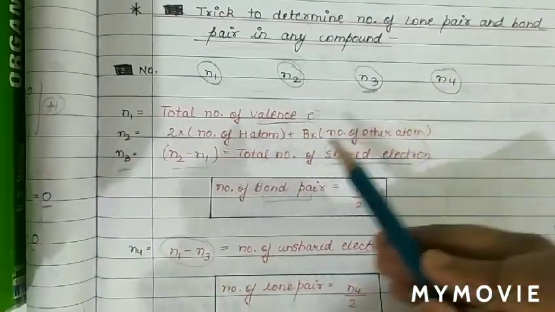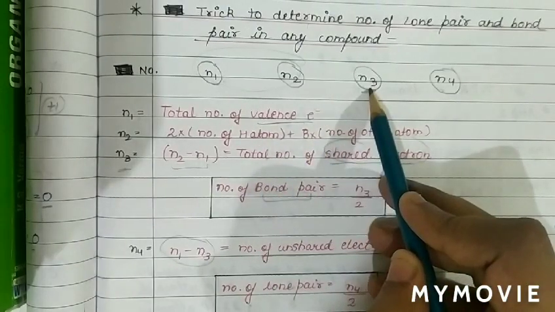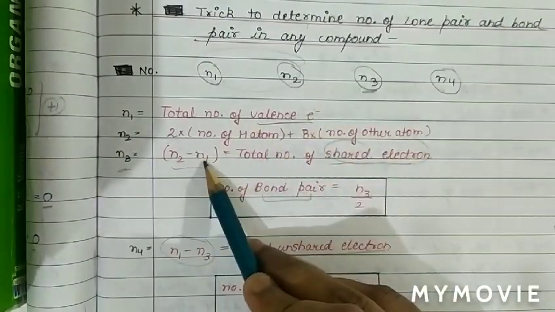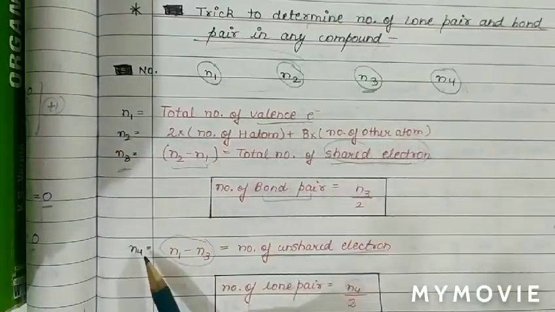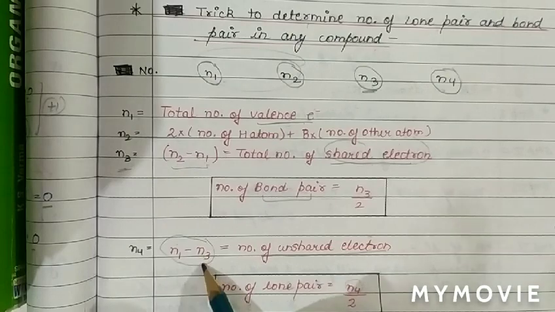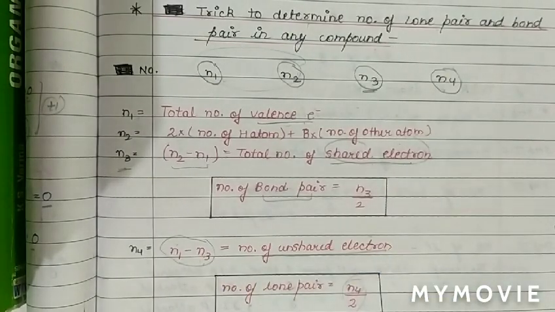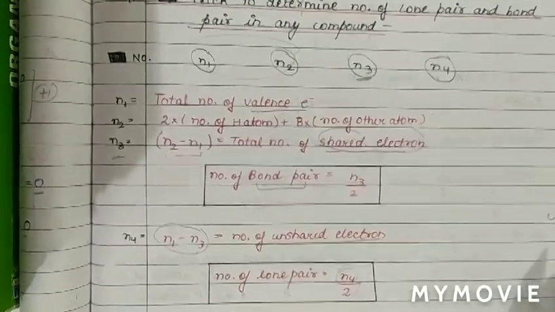If other atom, then multiply by 8. And N3 gives the number of shared electrons, the bond pairs, that is N2 minus N1. And N4 gives the number of unshared electrons, that is N1 minus N3, valence electrons minus shared electrons. So the number of lone pairs will be N4 divided by 2. Now apply this concept to draw the Lewis structure of the following compounds.